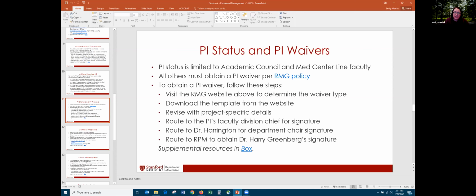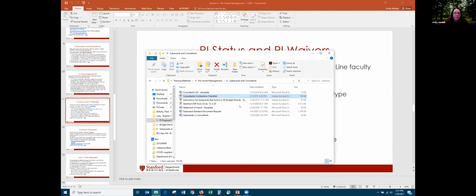First place it goes is your faculty member's division chief for signature, or department chief if you're not in Department of Medicine. But in Department of Medicine, it's your division chief. And then after that, it goes to Dr. Harrington for the department chair signature. And you can usually work with his administrative assistant. She's happy to help you get those signatures on. And then from there, it goes to your RPM at RMG, and they will get Dr. Greenberg's signature on it, and then your PI waiver's in place and you're done. So that's the nuts and bolts of how to do it.